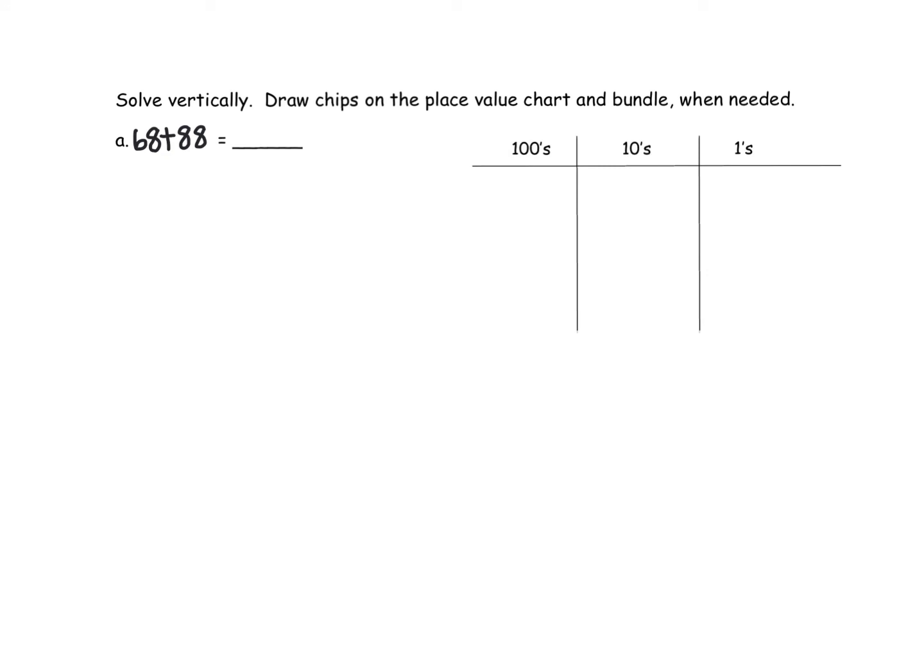Let's try this second problem. 68 plus 88. First, let's put our 68 in our place value chart. We know that we have 6 tens, 1, 2, 3, 4, 5, 6, and 8 ones, 1, 2, 3, 4, 5, 6, 7, 8. For 88, we know that we have 8 tens, 1, 2, 3, 4, 5, 6, 7, 8, and also 8 ones, 1, 2, 3, 4, 5, 6, 7, 8.